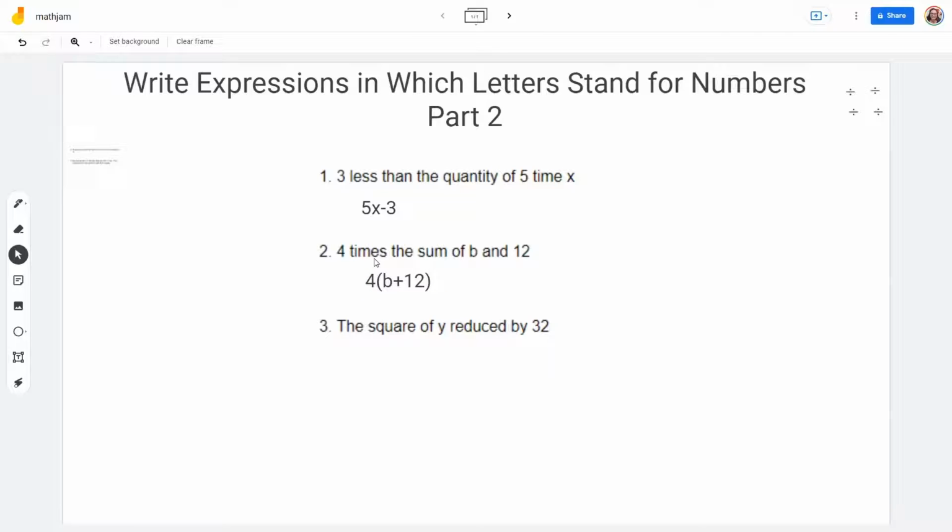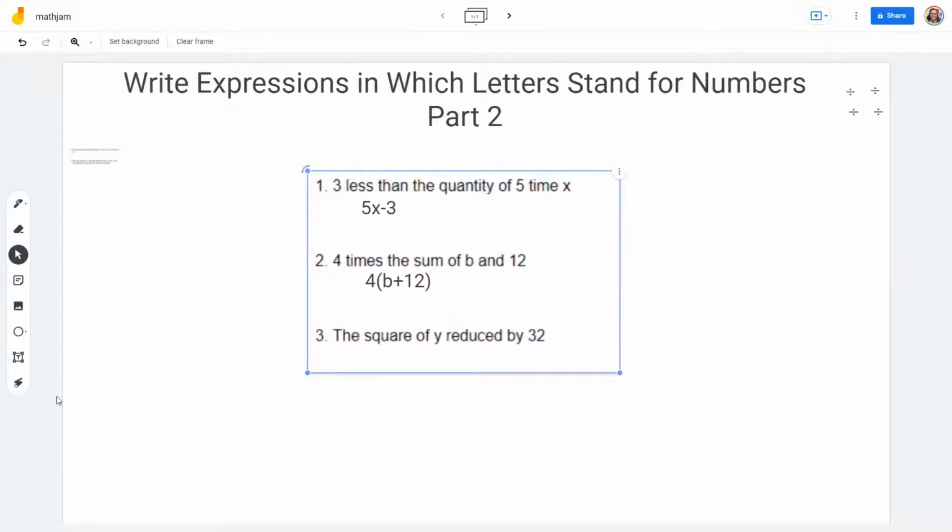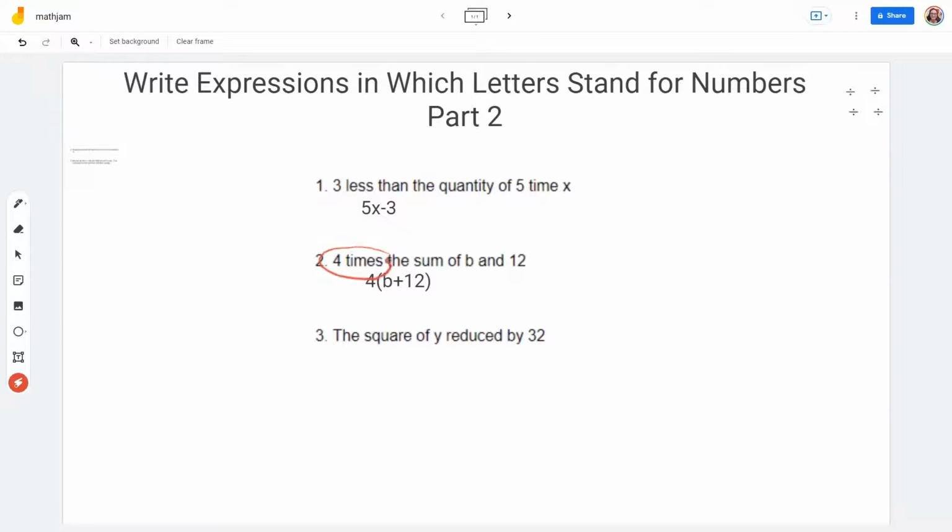Okay, so there we have our 4 times, oh, sorry about that. We have our 4 times, so that's right here with this 4 right outside the parenthesis, the sum of b and 12, and that's right there inside of it.